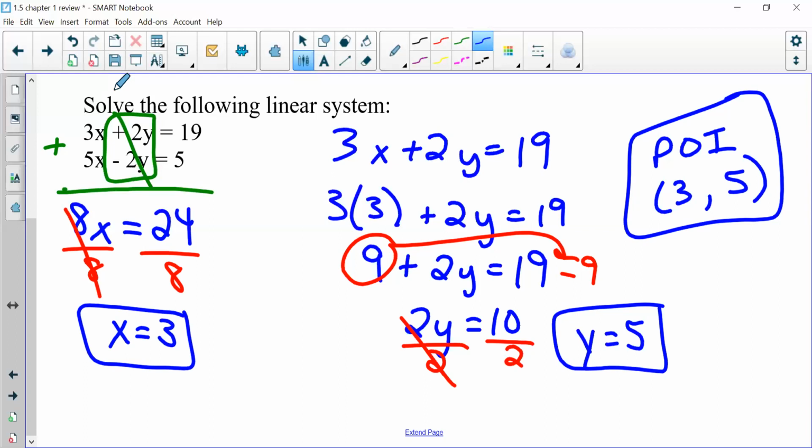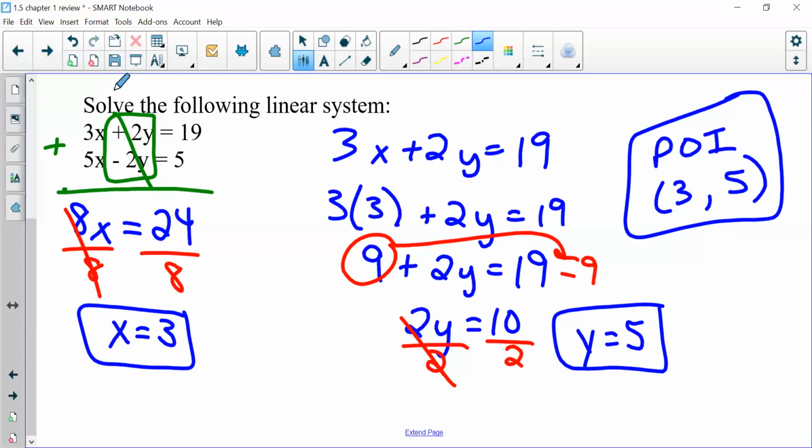Yes, Patrick. To find out y, you just put x, you substituted x for 3. Yeah, actually you could do either equation. You choose.